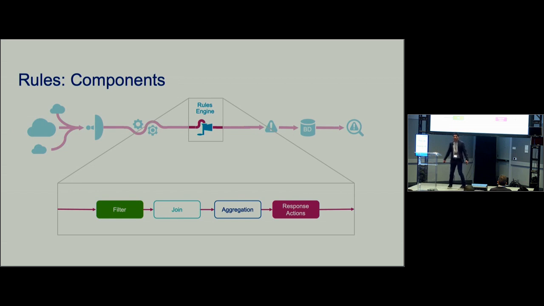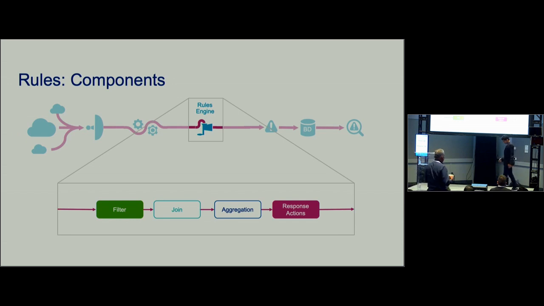So we spoke about filters, which includes enrichment using lookups. We spoke about joins, aggregations, and response actions. Notice filters and response actions are highlighted. The reason is filters and response actions are mandatory. Joins and aggregations are optional. You always have to have a filter expression, and you always need a response action in any rule.